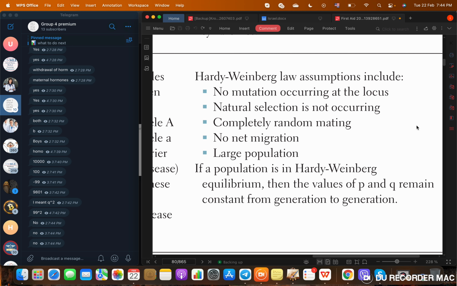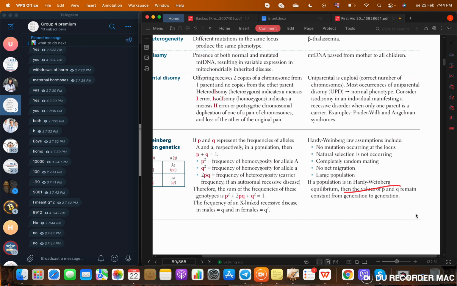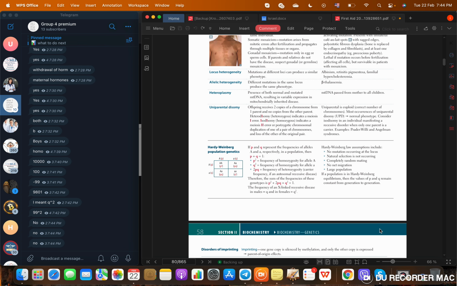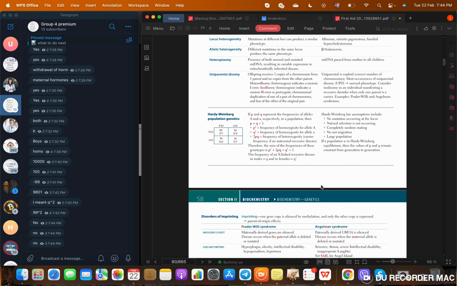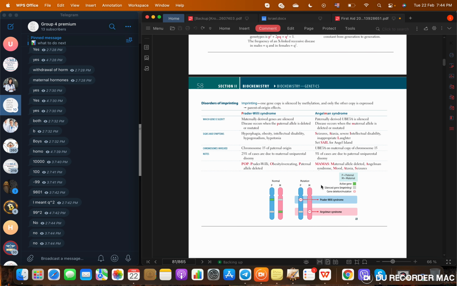It checks large populations. If a population is in Hardy-Weinberg equilibrium, then the values of P and Q remain constant from generation to generation. So if we say we have this perfect population that has the exact same P squared, the exact same Q squared, and the exact same 2PQ, that means nothing changes from generation to generation, and their P and Q are going to be exactly the same, but that also means that the disease is not increasing and not decreasing.